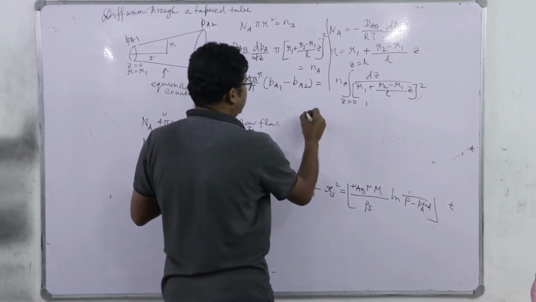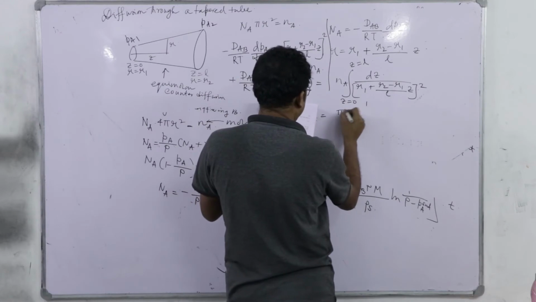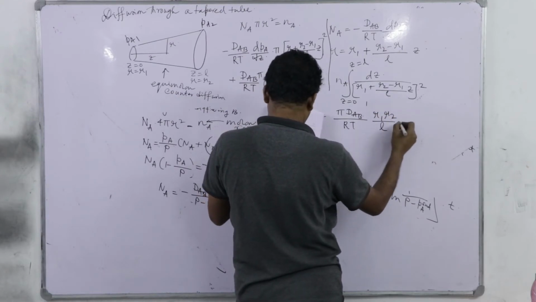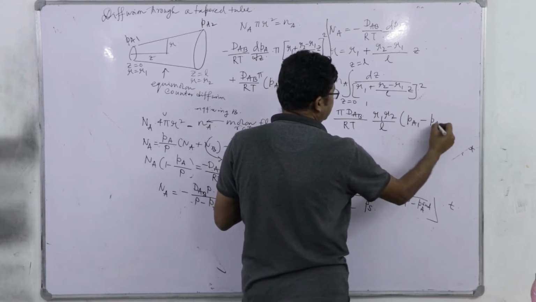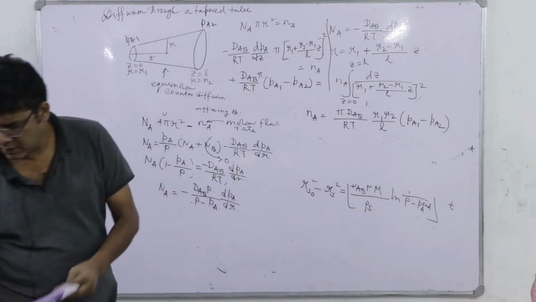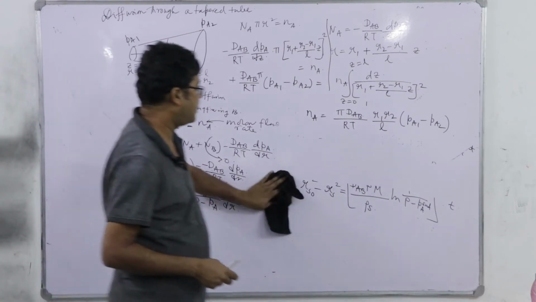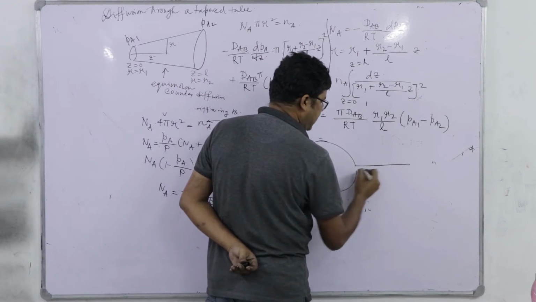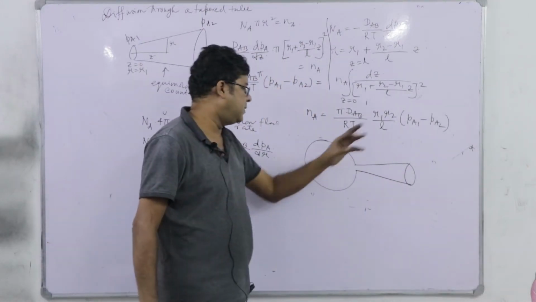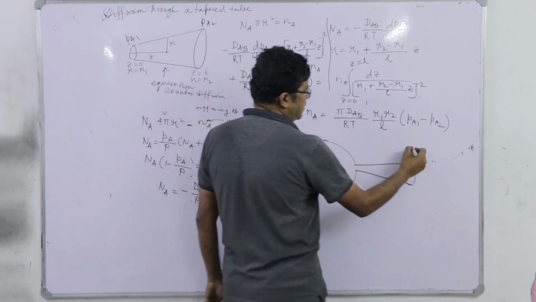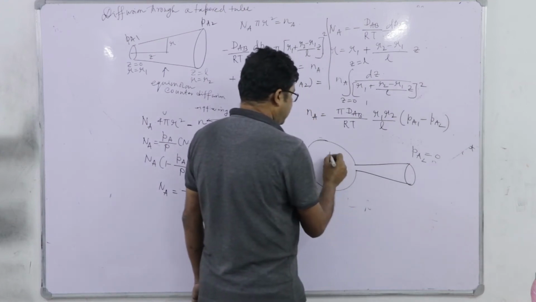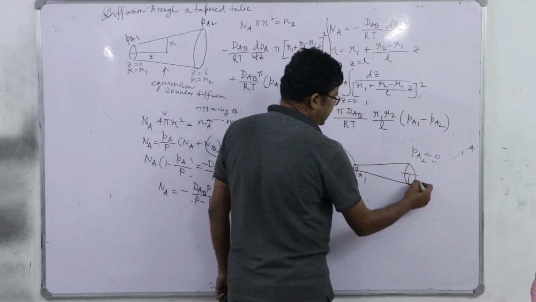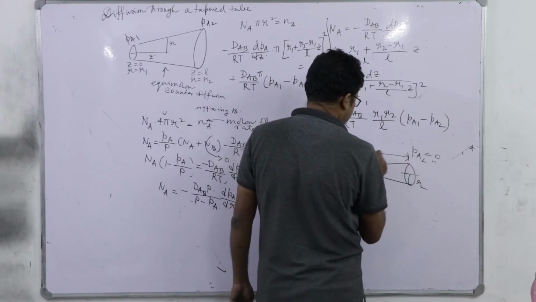so this Na finally, if you integrate, comes out to be pi into dAB by RT R1 R2 by L into Pa1 minus Pa2, right. So, you see that if I have now a bulb which is fitted with this sort of tapered tube, and here we have Pa2 always 0, here we have Pa1 and the vessel volume is V1, this radius here is R1, here the radius is R2 and the length is L, right.